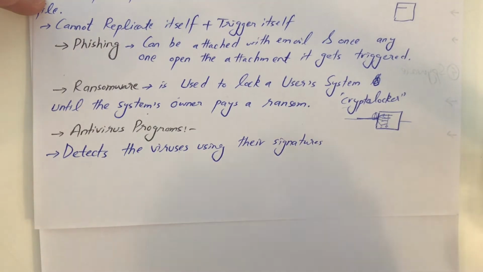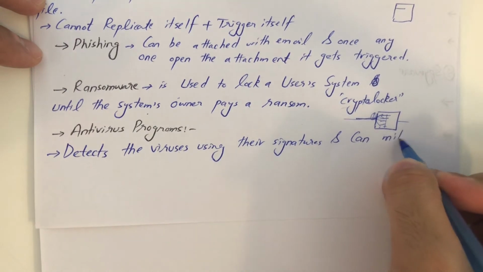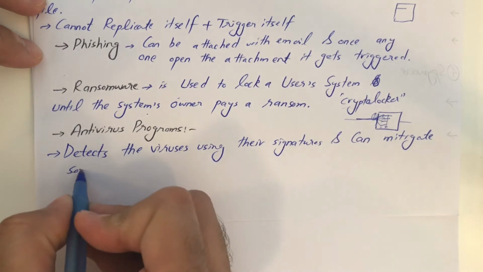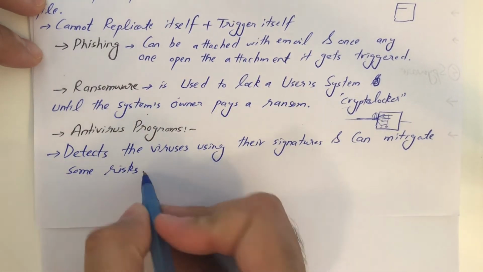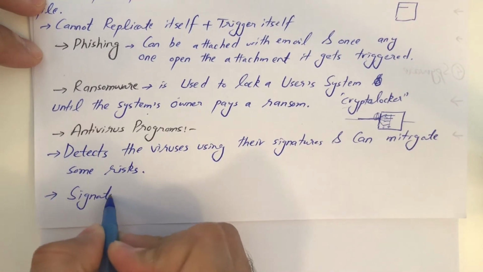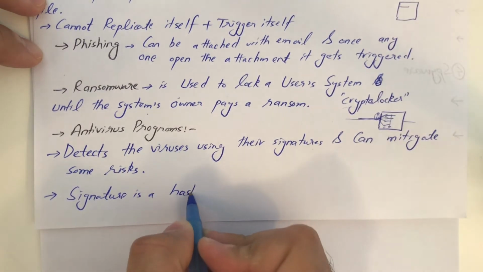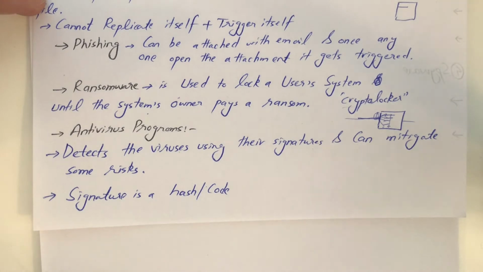So they detect the viruses using signatures and can mitigate some risks associated with those particular malware. And this signature, please remember that signature is a hash code. I believe most of you know what a hash code is. It is exactly MD5 and all those hash codes.